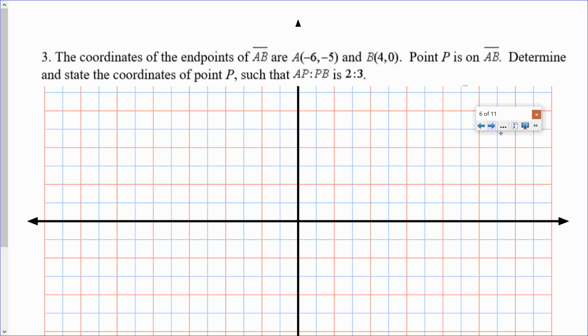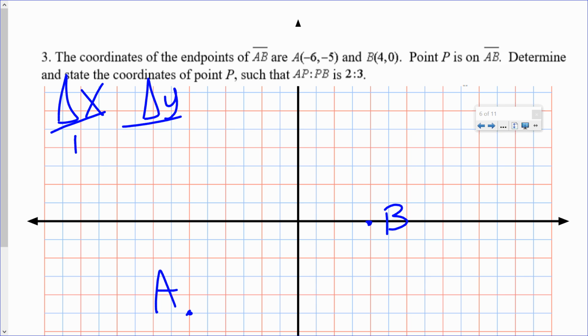Let's take a look at number 3. A is (-6, -5). B is (4, 0). I'm going to have you do the first step. I'm going to have you do delta x and delta y over P to get those values that you're going to count with. So I'm just going to sit here. I'm not going to pause it. I'm not going to ask you to pause it. Just take about 30 seconds or so and find delta x over P and delta y over P.